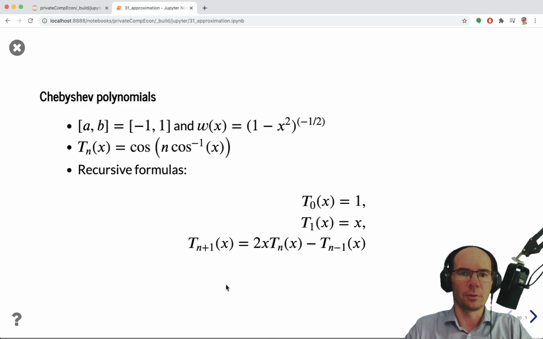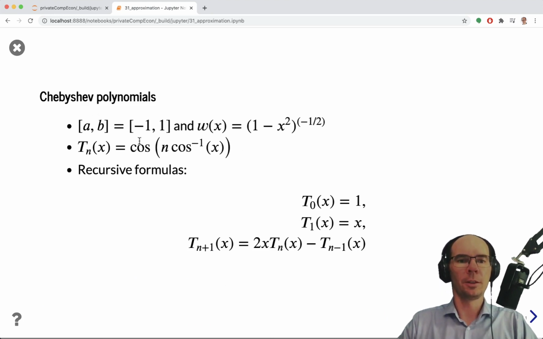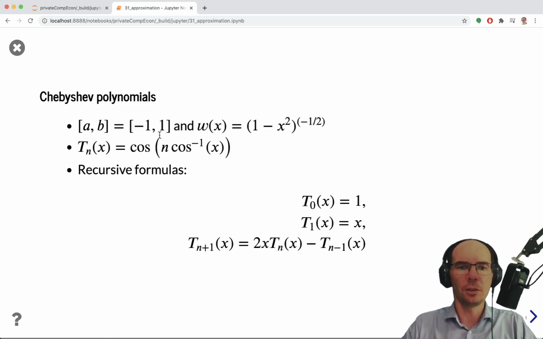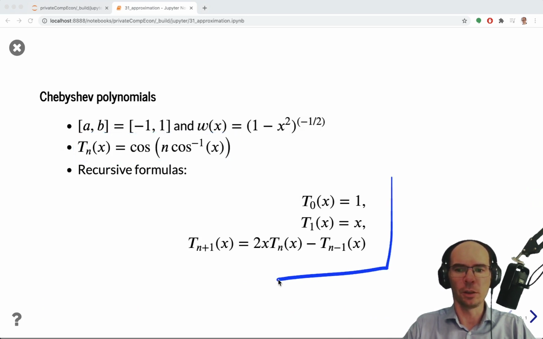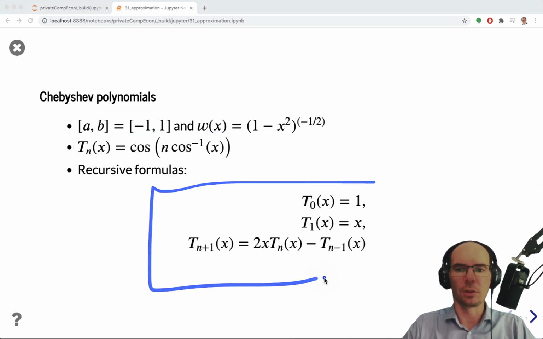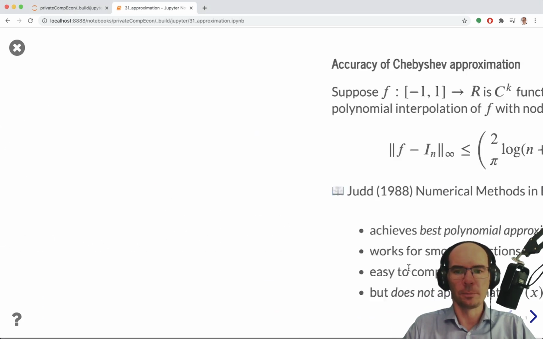And for that, we need to look at what are called the Chebyshev polynomials. They're defined on the closed interval from -1 to 1. The weighting function is going to be 1 over the square root of 1 minus x squared. Okay? The polynomials are given with trigonometric functions, but there are recursive formulas as well, which allow them to be computed quite conveniently.